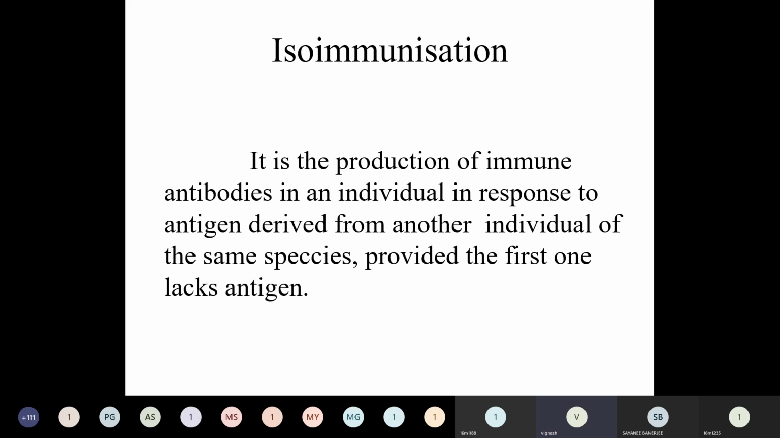So what do you understand by the terminology isoimmunization? It is the production of immune antibodies in an individual in response to an antigen derived from another individual of the same species, provided the first one lacks the antigen. So isoimmunization is the production of an immune antibody in response to an antigenic stimulus.